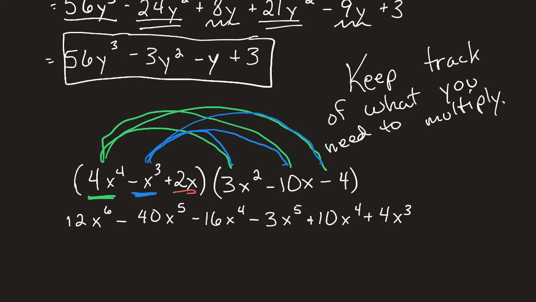And lastly, we take this 2x and multiply it to all three. So 2x times 3x squared is going to be 6x cubed. 2x times negative 10x is going to be minus 20x squared. And then we do that 2x times that negative 4, and so that's going to be minus 8x.